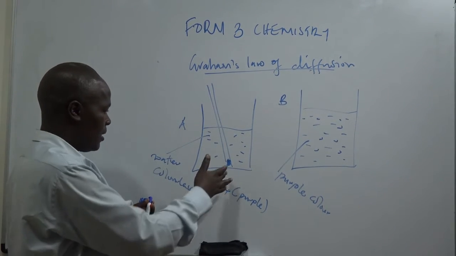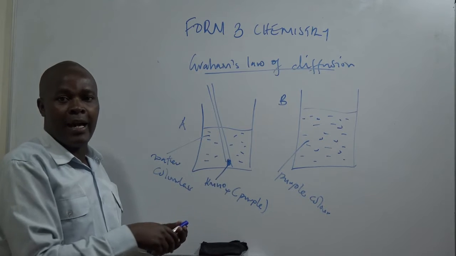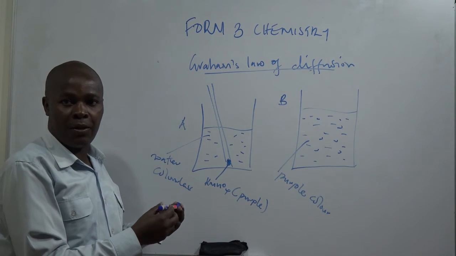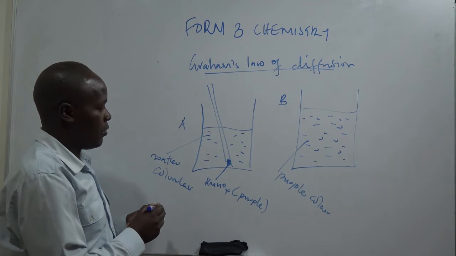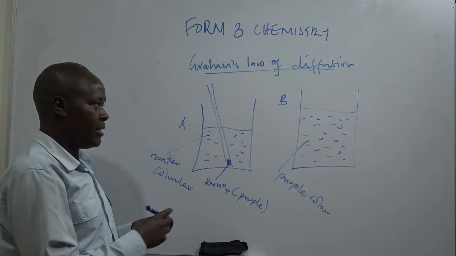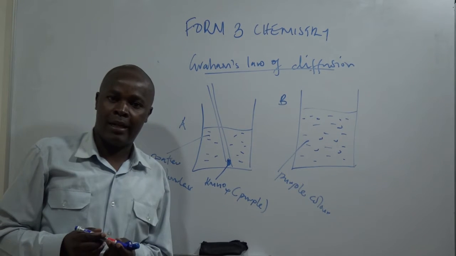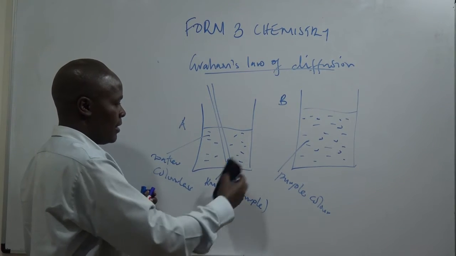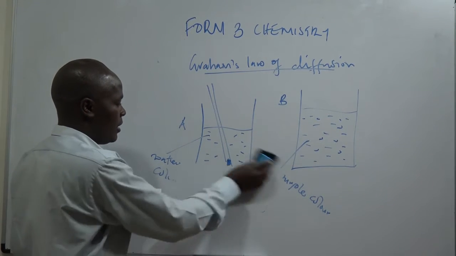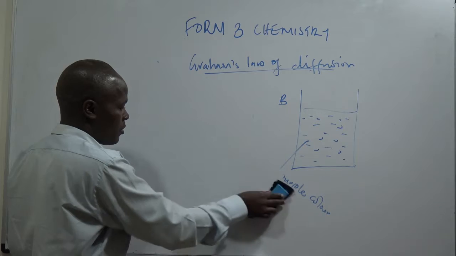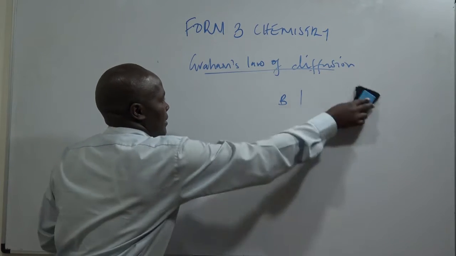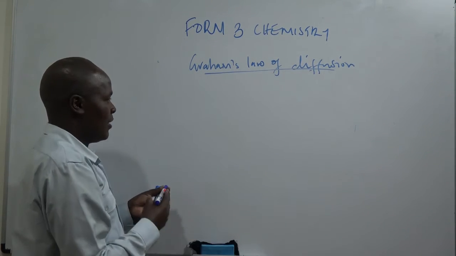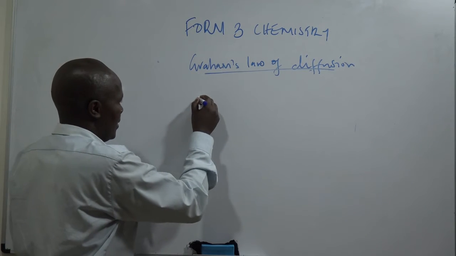This is because the particles of potassium permanganate have moved from a region where their concentration is high to a region where the concentration is low, and that's what we are calling diffusion. So that's the first demonstration that we discussed in our previous lesson. We also looked at diffusion in gases. This is an example of diffusion in liquid. We also had a demonstration of diffusion in gases, and in this case we used two gases.